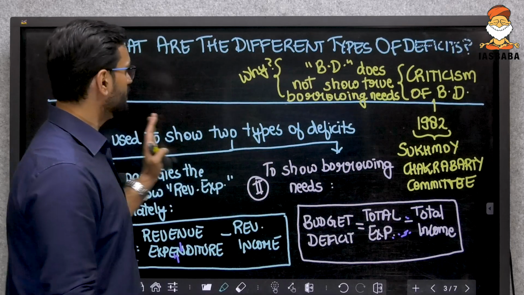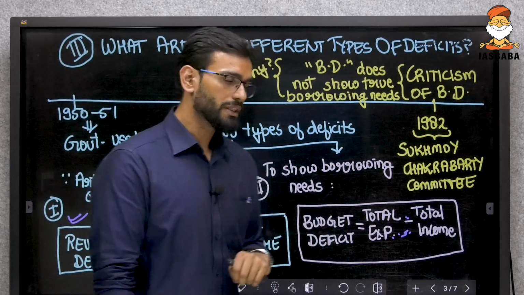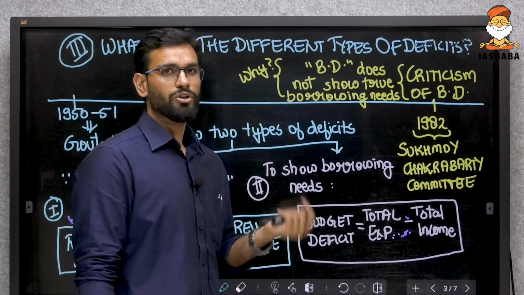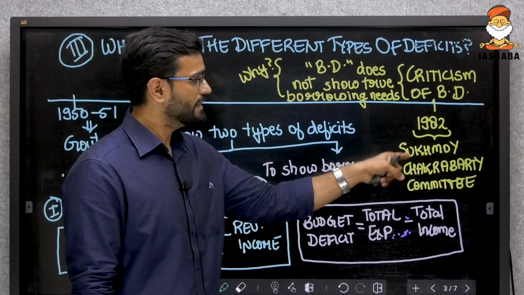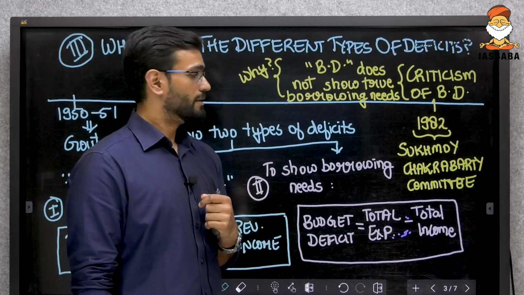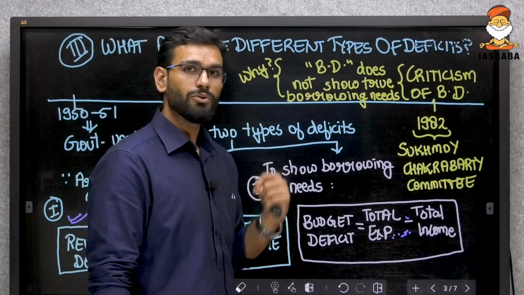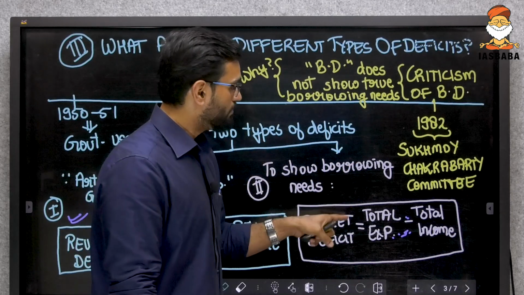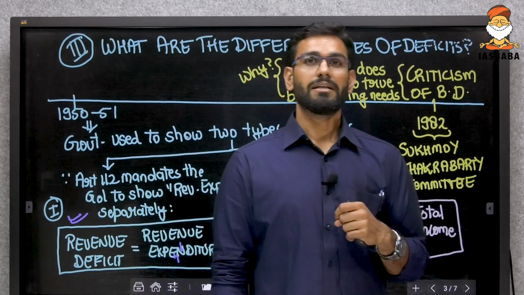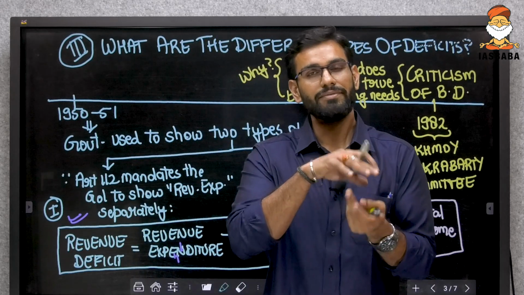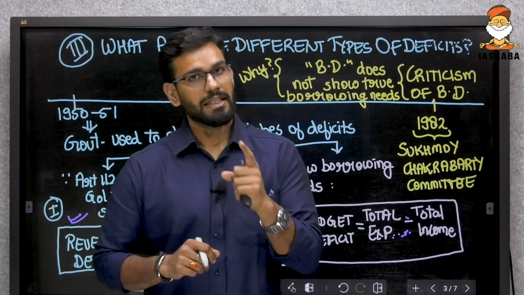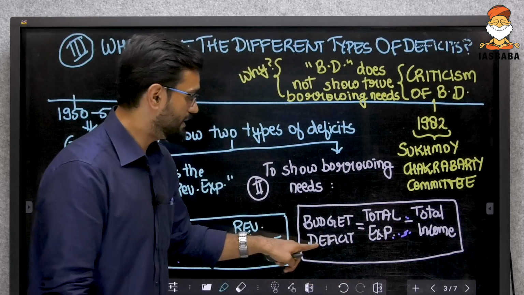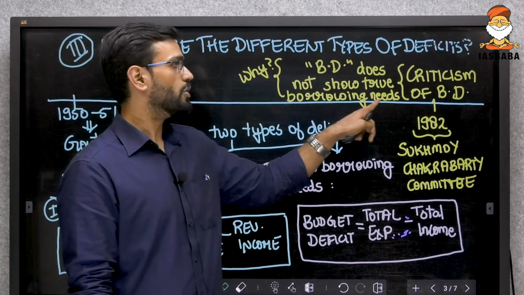Moving on, over a period of time, the government was showing budget deficit and saying that these are my borrowing needs. However, in 1982, the Sukhamoy Chakravarty Committee was made. बंगाली बुद्धि घूमी, और उन्होंने ये पॉइंट आउट किया कि बजट डेफिसिट से सरकार अपना उधारी का पैसा आर्टिफिशियली कम कर रही है. The government is artificially deflating its borrowing needs because the budget deficit does not show true borrowing needs.